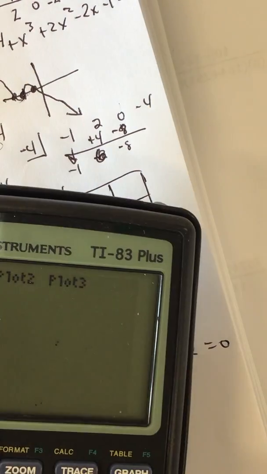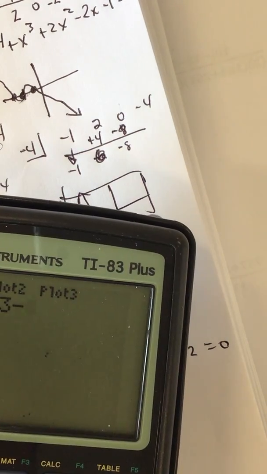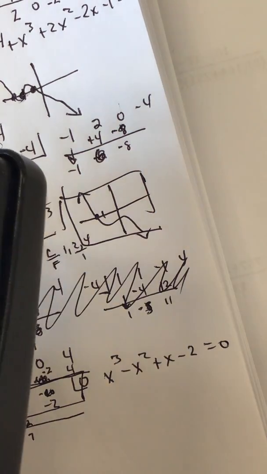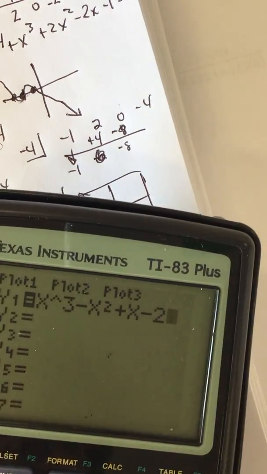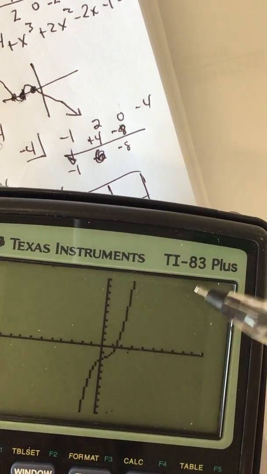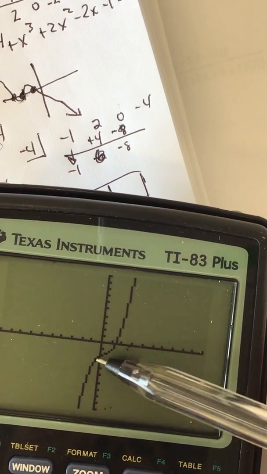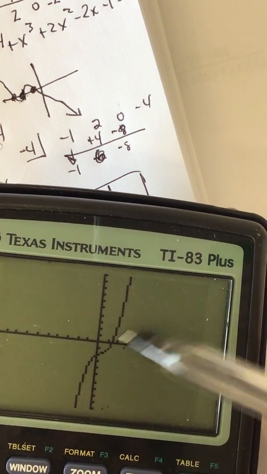So we've got x to the third minus x squared plus x minus 2. Okay, so see, there's nothing going to be hidden. This little wiggle is not right up on the line. I don't have to zoom in. It's that one right there.